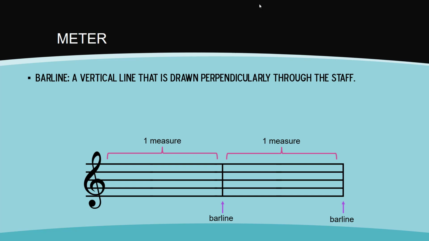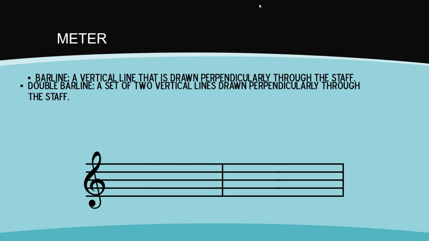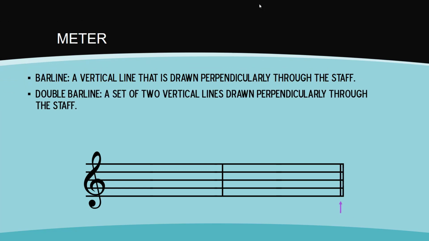There are a few types of special bar lines that tell us where we are in the music. A double bar line is a set of two vertical lines drawn perpendicularly through the staff. A double bar line indicates the end of one section of a larger piece of music.